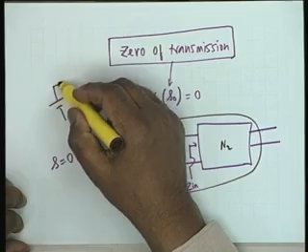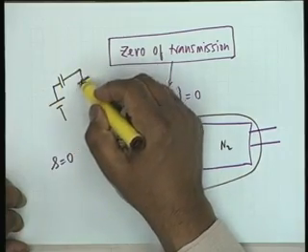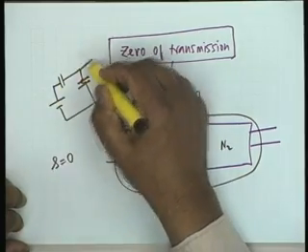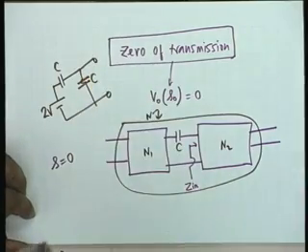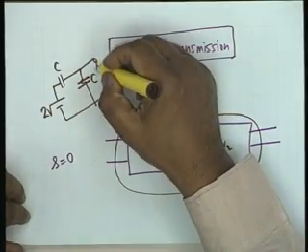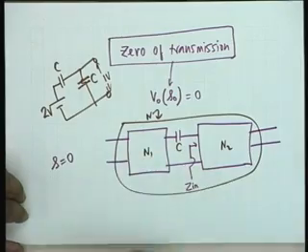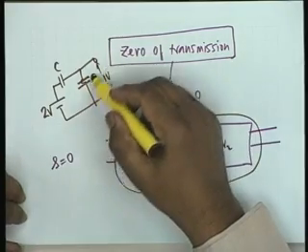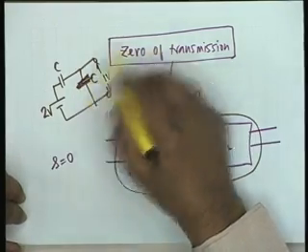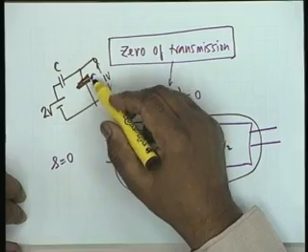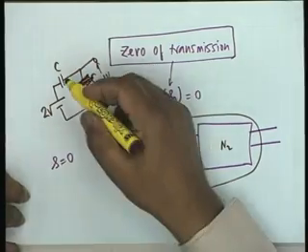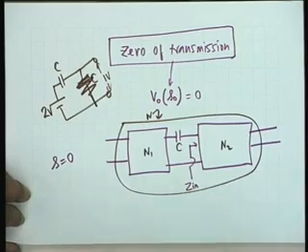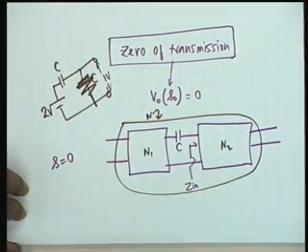I have given this example earlier also, that if you have two capacitors in series and a voltage, let's say 2 volt, let the capacitors be identical, then you will get a 1 volt here. It is not a zero of transmission. But on the other hand, if it is anything but a capacitor, let's say a resistance, then obviously S equal to 0 is a zero of transmission. Is the point clear? Okay.